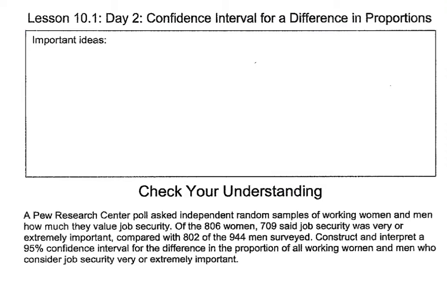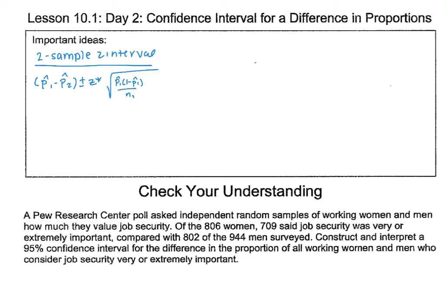So let's formalize some of these rules. We have just done a 2-sample z interval. We called it a z interval because it was proportions, and we have 2 samples. So in Chapter 8, we were doing a 1 proportion or a 1-sample z interval. Now we're doing a 2-sample z interval. And our general formula is p hat 1 minus p hat 2 plus or minus z star times the standard error, the square root of p hat 1 times 1 minus p hat 1 over n1 plus p hat 2 times 1 minus p hat 2 over n2. That was our confidence interval.